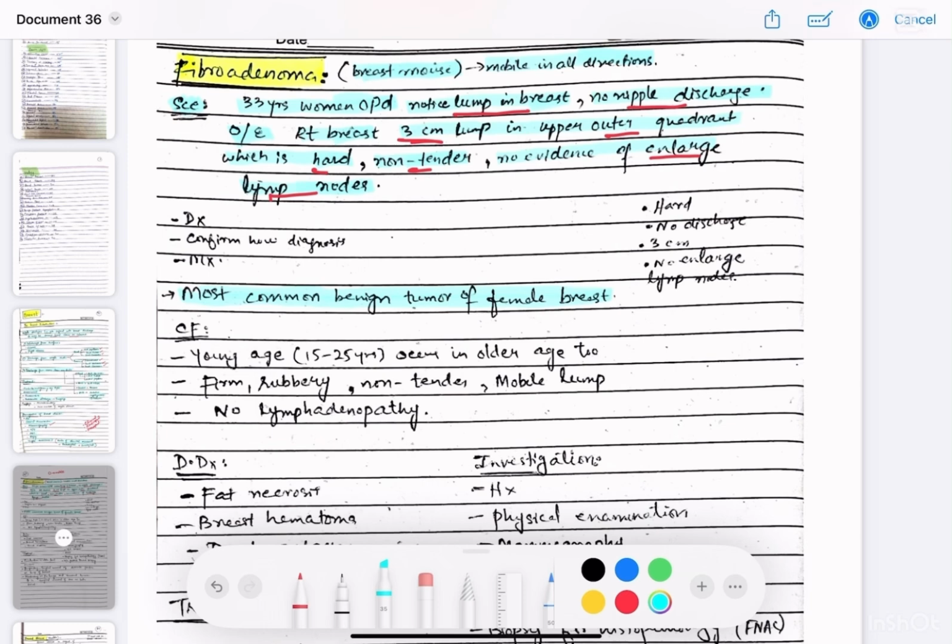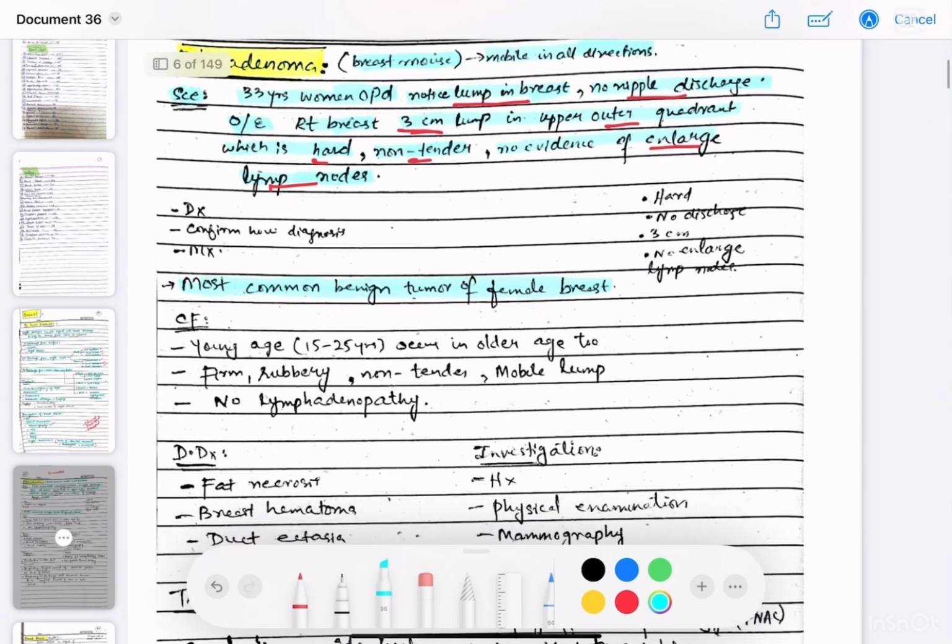Now the clinical features are that it is common in young age, that is 15 to 25 years, and occurs in elder age too. You should remember that these types of tumors are common in the young age, but are also present in the old age. It is a firm, rubbery, non-tender, and mobile lump, and no lymphadenopathy is present along with it. If lymphadenopathy was present, then we would go to the differential diagnosis of malignancy.